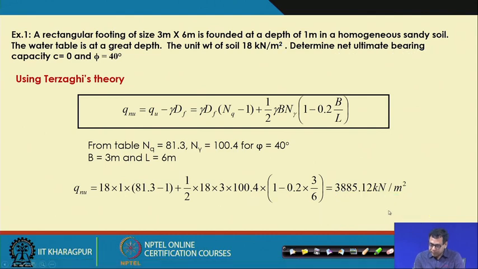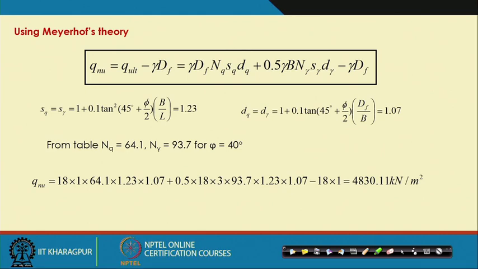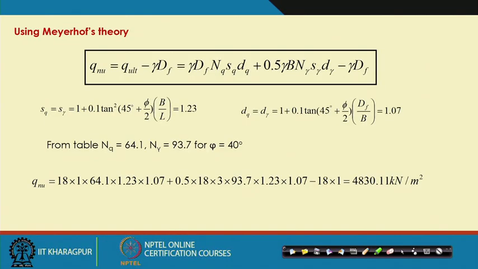The next theory is Meyerhof's theory, and this is the expression for q ultimate. In Terzaghi's theory you use only the shape factor, but here we are using the shape factor and the depth factor. We are not using the inclination factor, because the loading is acting vertically and at the center, so it is not inclined and not even eccentric. If it is not vertical, then you have to incorporate the inclination factor also, but here it is not included.